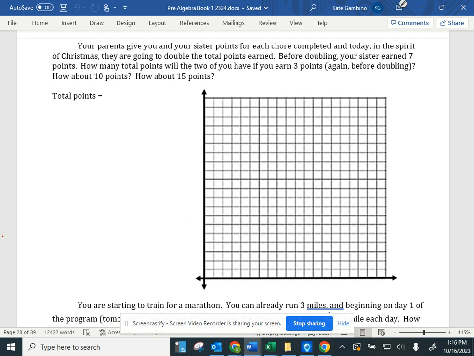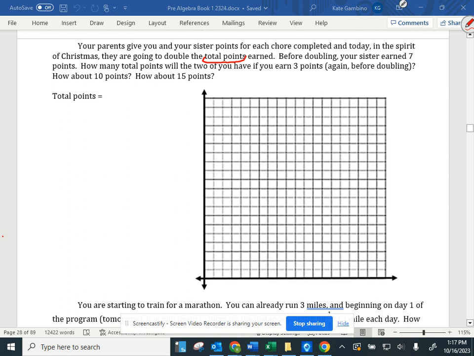So this is a multi-step expression we have to write. What does it mean to double something? What math are we doing? Gabe? What are we multiplying by? 2. By 2. So when we double something, we're multiplying by 2. So what is it that we are going to double? Jude? You're gonna double your points that you have. Not just my points. And your sister's. So I want to double the total points earned.